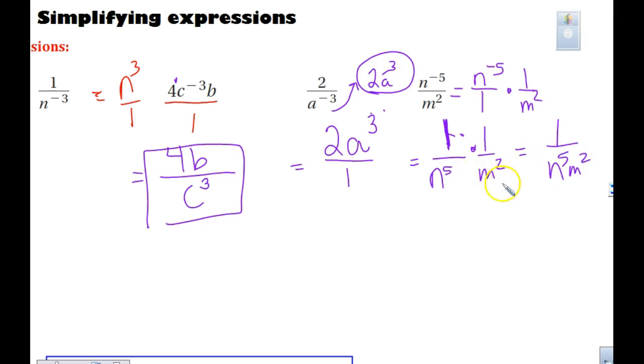And I saw quite a few of you make erasing marks when you moved the m to the 2nd to the top. Remember, you can always write this whole fraction as two separate fractions: n to the negative 5 over 1 and 1 over n to the 2nd. That is what you do.